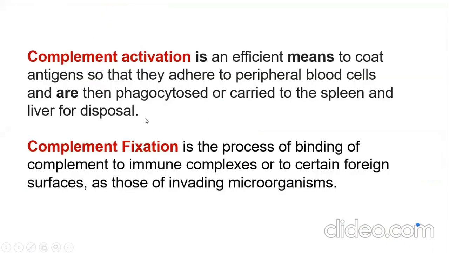Okay, remember that. One more important definition you need to remember here: complement activation and complement fixation. Complement activation is nothing but certain proteins going into a reactive state. They make this cascade efficient enough so that an exponential cascade can happen. Complement activation is an efficient means to coat antigens so that they adhere to peripheral blood cells and are phagocytosed, and to efficiently produce multiple amounts of complement proteins or protein fragments. Complement fixation is the process of binding of complement to immune complexes or to certain foreign surfaces and making them phagocytic. They are activated, and they are fixed.